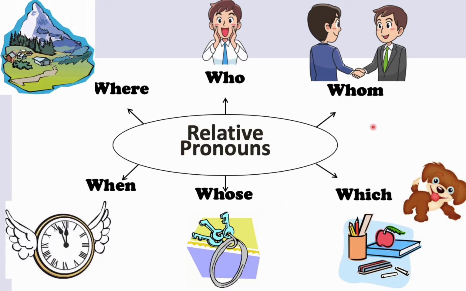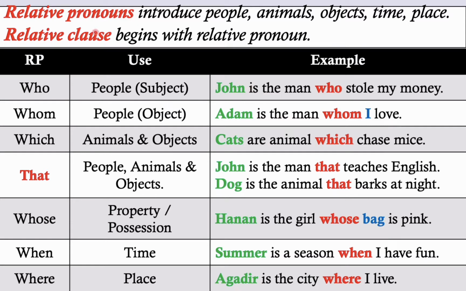And also we have another pronoun, which is that. What does that mean? That is used for people and animals and objects. Now, as you can see here, we have a table that you can use. You can write this table if you want. So we have who for people, whom for people as object, which for animals and objects, that for people, animals and objects, whose for property or possession, something that you have, when for time, and where for place. So you can pause the video and write this table. Okay, good. Now let's move on.